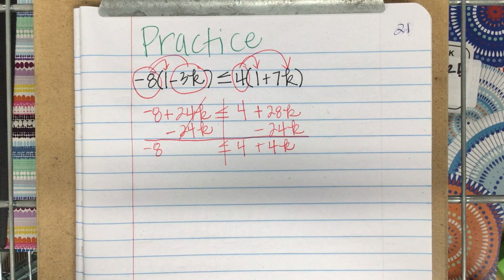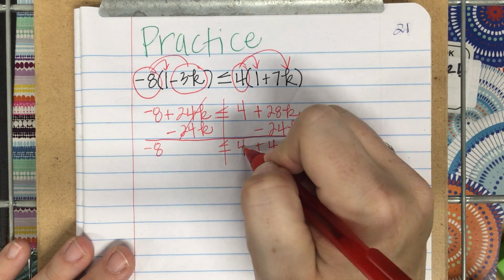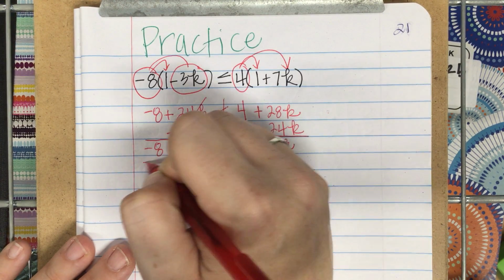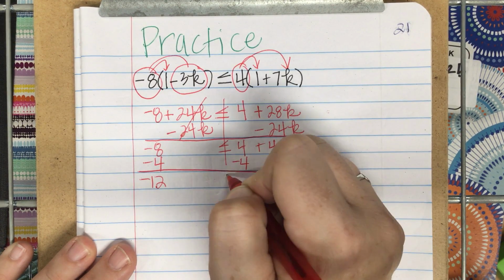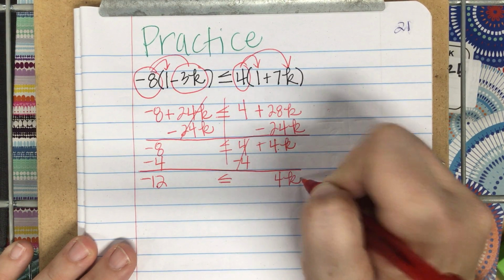First step, did I need to distribute? Yes, I did. This time I only had to distribute. I did not need to combine like terms. Then I needed to move my smaller variable. Now I'm on step 3, which is move the constant. Is there a constant? Yes. Which is? 4. This 4, not this one, right? The first 4, minus 4. Negative 12 is less than or equal to 4k.